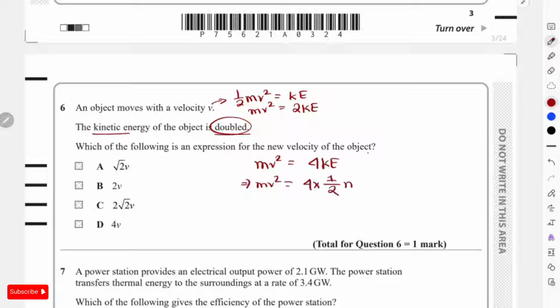We can break it down. Half mv square, the mass gets cancelled out. This will be cancelled out, and you will finally be left with just, this is by the way the new velocity. So over here we can represent it like this. V new is actually 2v square under a root, and finally you can write v new is just root 2 V, which is exactly your option A.